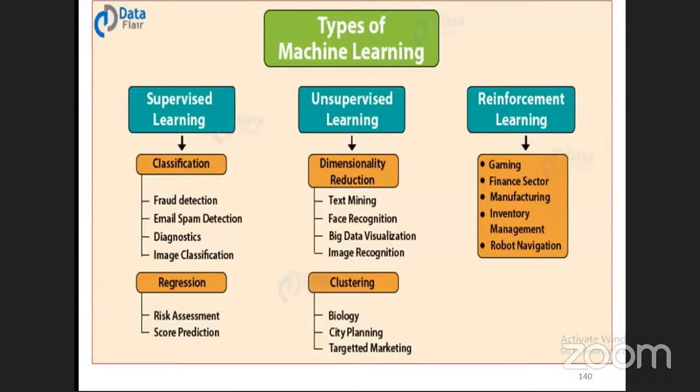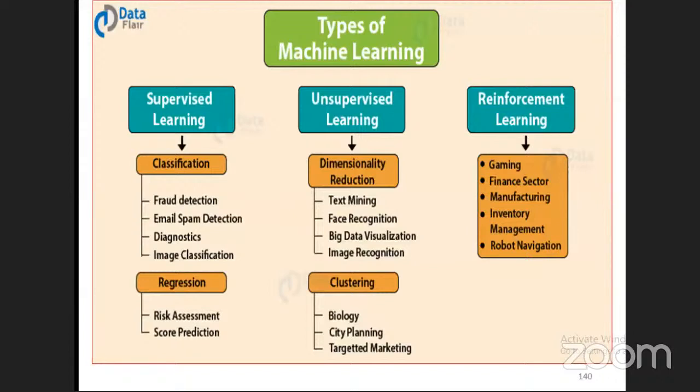Supervised learning, what are the techniques? Classification, regression. In classification, we are using fraud detection, email spam detection, especially in Gmail. Diagnostic, image classification, regression, logistic regression, linear regression, and non-linear regression, and risk assessment, score prediction, etc. In unsupervised learning, dimensionality reduction, text mining, face recognition, big data visualization, image recognition, etc. In clustering, we are using biology, city planning, targeted marketing. Reinforcement learning, especially gaming applications, we are developing with help of reinforcement learning.